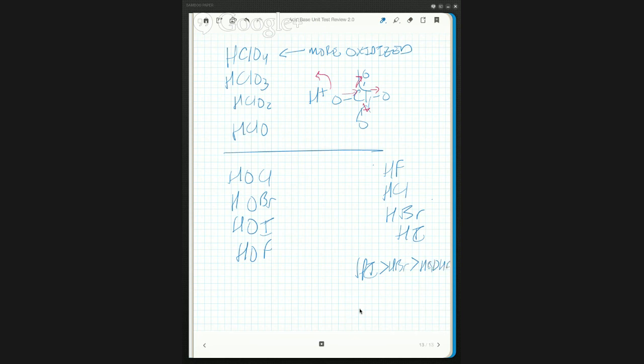Because as the size of those atoms gets bigger, it won't be able to pull the H as tightly, okay? So the H comes off more easily off the HI, making it a stronger acid than HBr and HCl. And HF is a much more electronegative element, whereas I is less electronegative. F is going to hold on to that H tighter, which makes it a weaker acid because the H doesn't come off.